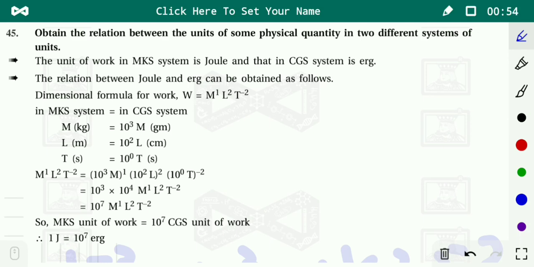I had given you two examples. One of them is: what is the relationship between the MKS unit of density and the CGS unit of density. Many of you have already sent me your answer through Gmail. So those who are not able to find out the answer, just concentrate here.